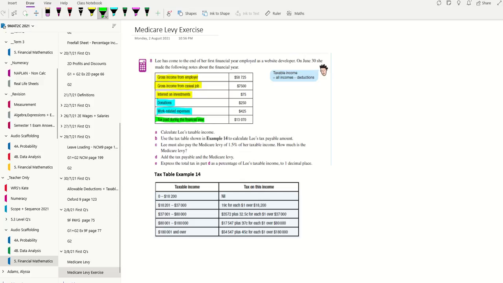Now the first question is asking us to work out the taxable income. You are going to be using that formula. Taxable income is all of the income, add up all of those yellow ones, minus the deductions, the two blue ones. Then after you've got your taxable income, you're going to use this table here, as we have been doing, to work out the tax payable, or how much tax she's paying on this income.